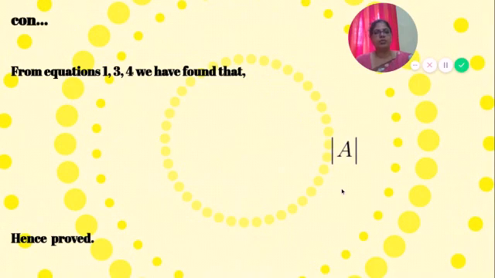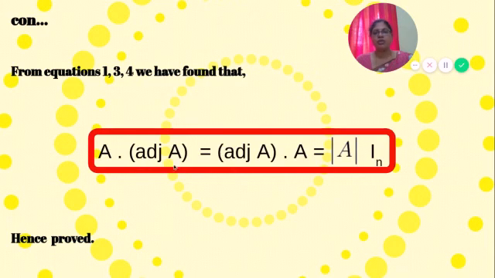From equations 1, 3 and 4, we have found that A into adjoint A is equal to adjoint of A into A is equal to modulus of A into In. Hence, we have proved.